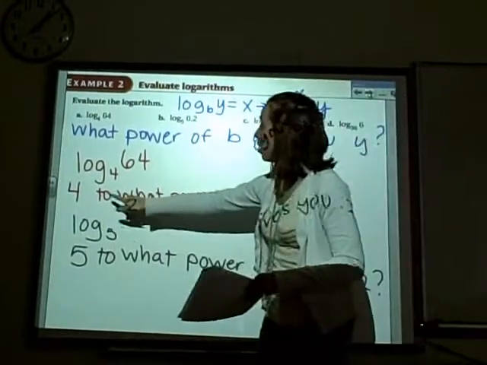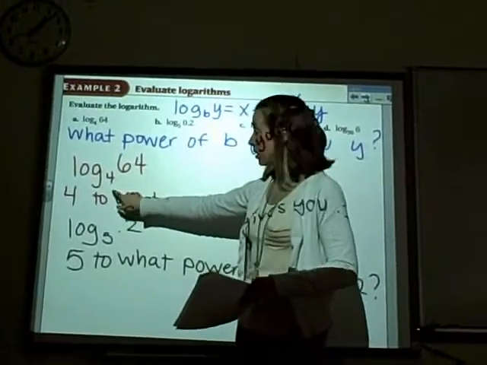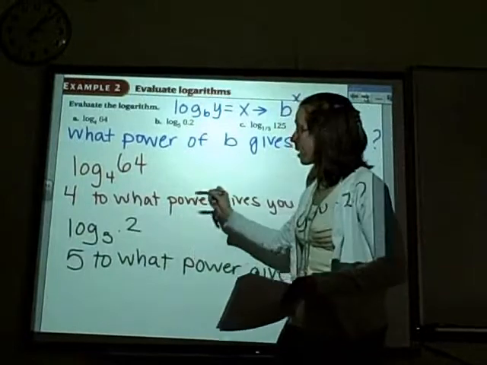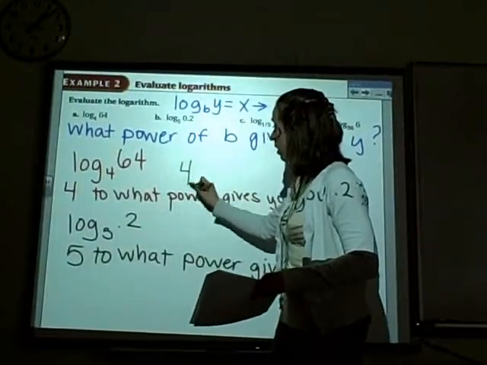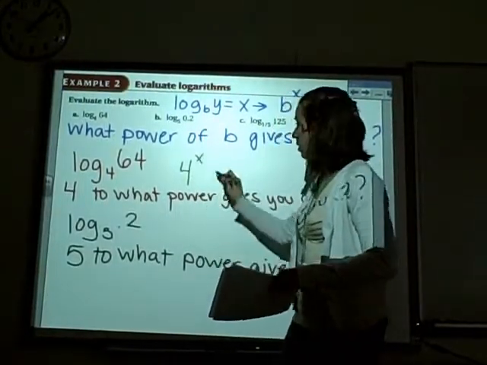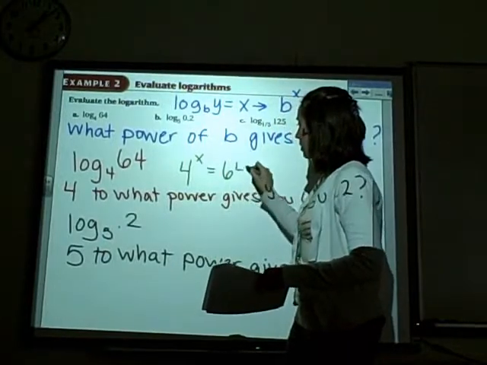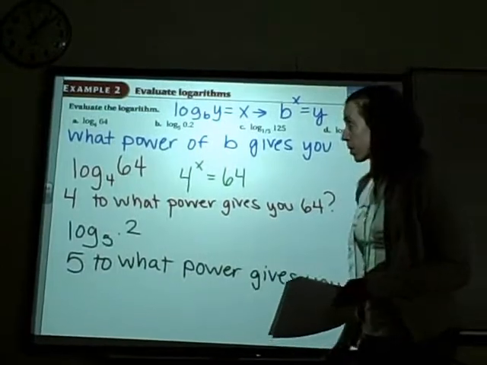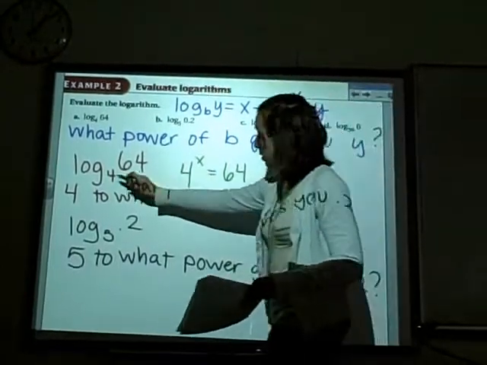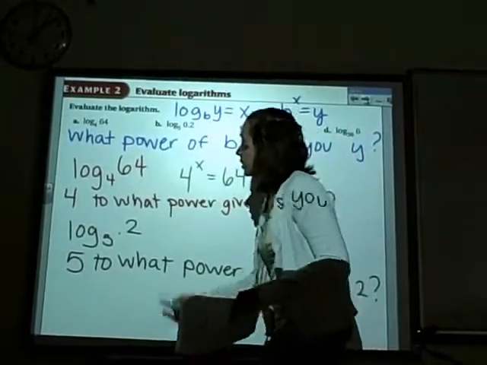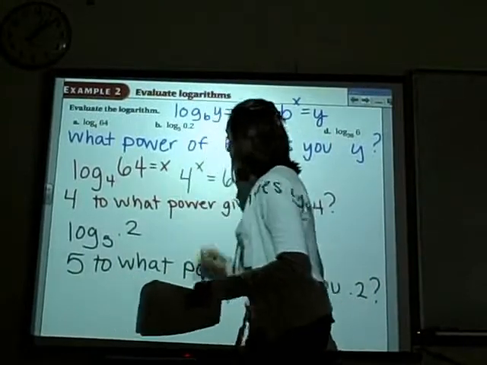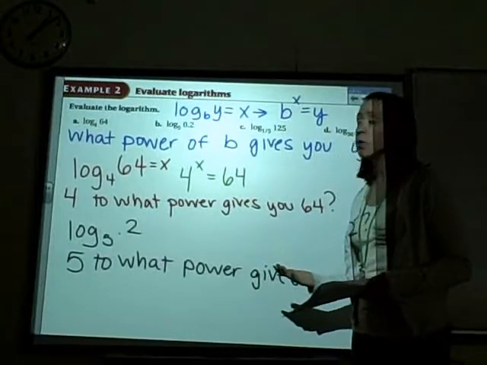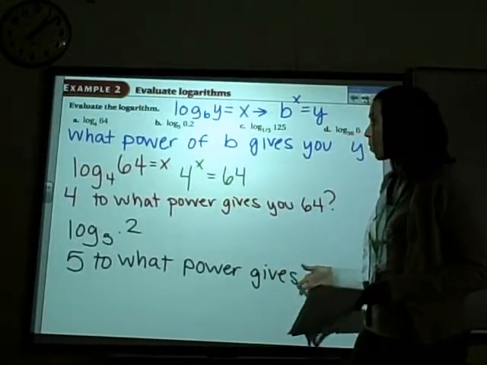So for this one, 4, that's our base, to what power gives you 64? That'll help us rewrite it. So 4 to what power gives you 64? That's what we're trying to think of. Another way you can think of it is you can take your log base 4 of 64 and equal x, and use that to help you rewrite it, because we don't know what that equals right now. That's what we're trying to solve for.